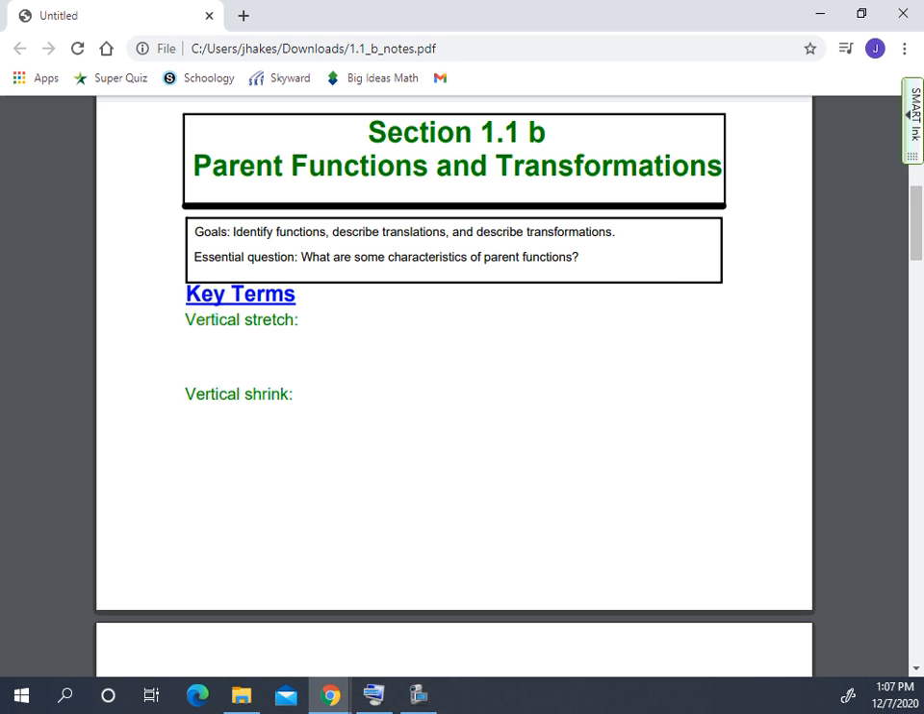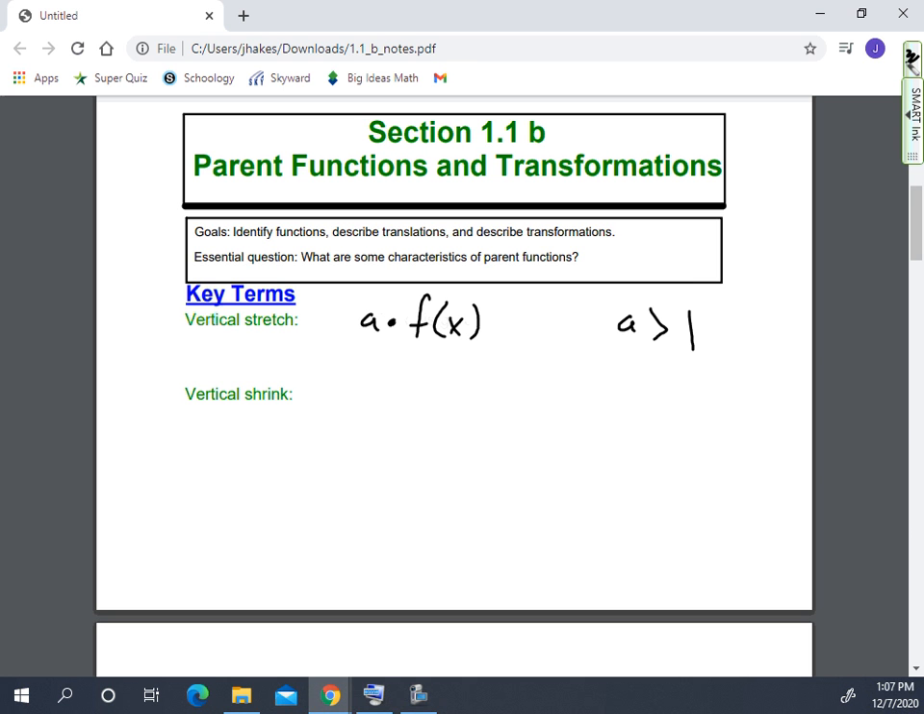All right. First term is vertical stretch. I'm going to give you guys the definition, and we'll go through some examples in a little bit. But a vertical stretch is when we have a number being multiplied by our function. And that number, A, I just threw an A as a variable. Think of A as a variable, or as a number. But A is going to be bigger than 1 when we're dealing with a vertical stretch.